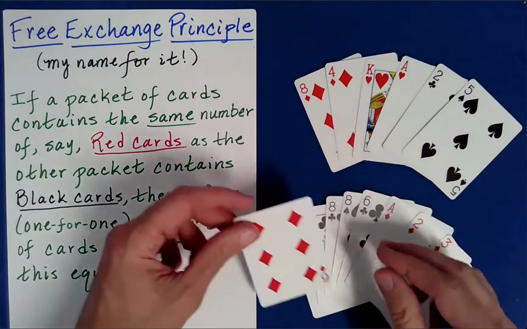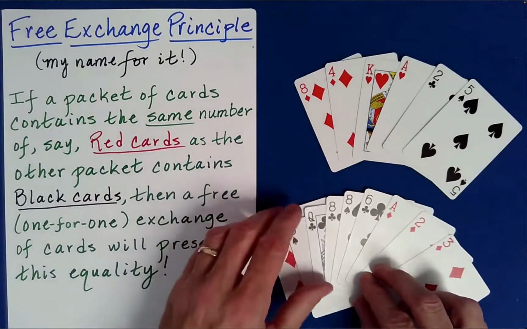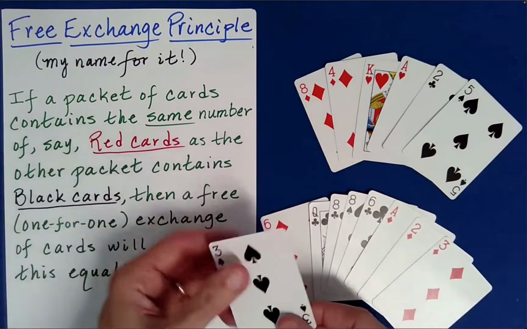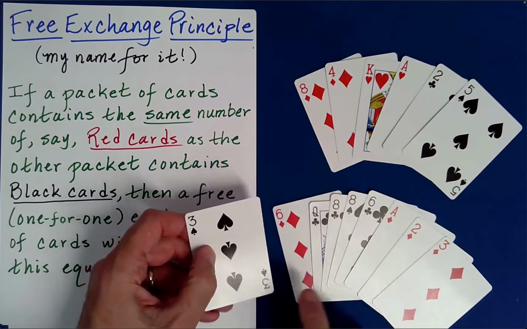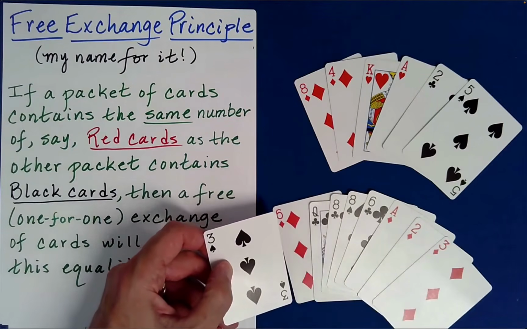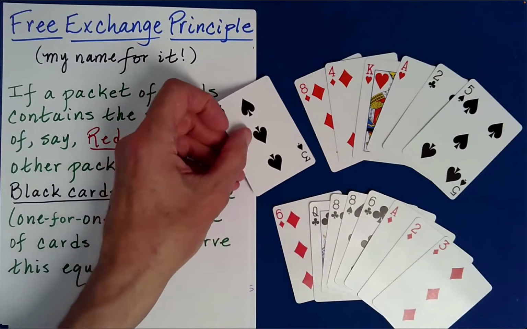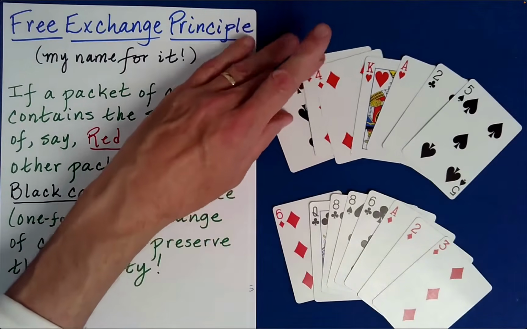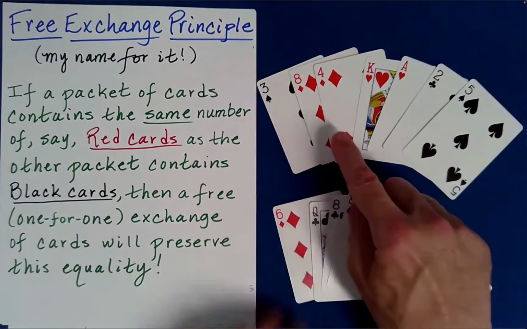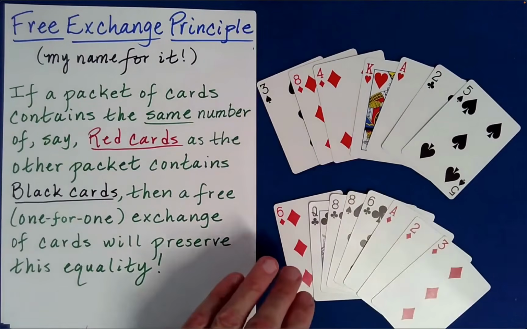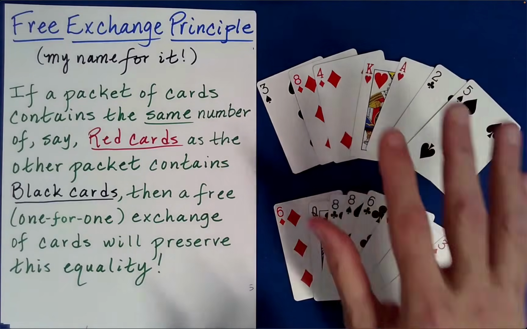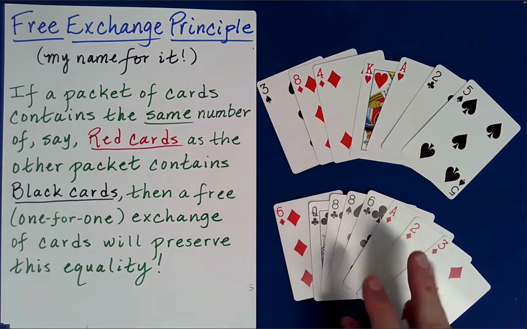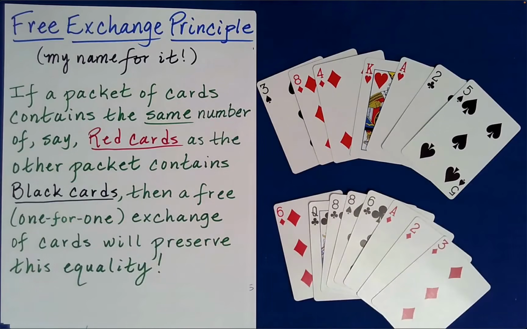But if they exchange it for a black, what's going to happen? The number of black cards here will decrease by 1. And the number of red cards here will also decrease by 1 because you just lost that 1. Okay? So if you think about it, the number of red here, if they match the number of black here, it doesn't matter how you exchange these, that equality will remain.